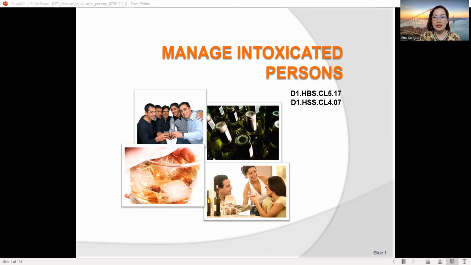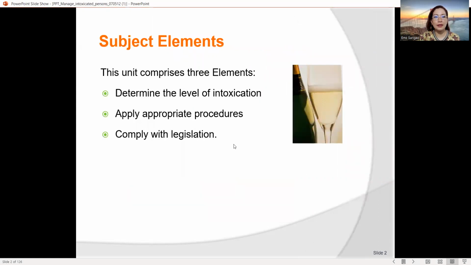So this topic is all about managing intoxicated persons. Here are the subject elements for the entire chapter. This unit comprises three elements: determine the level of intoxication, apply appropriate procedure, and comply with legislation.